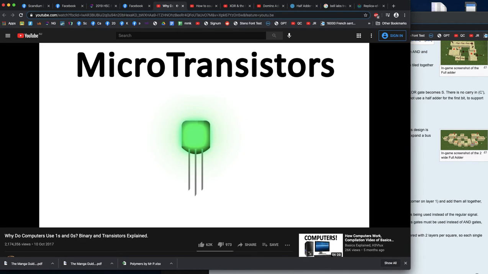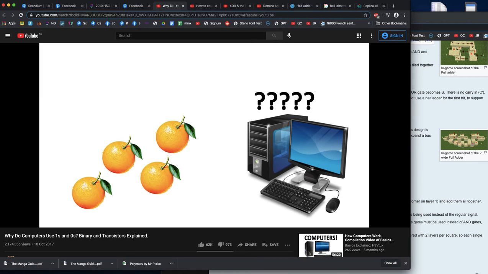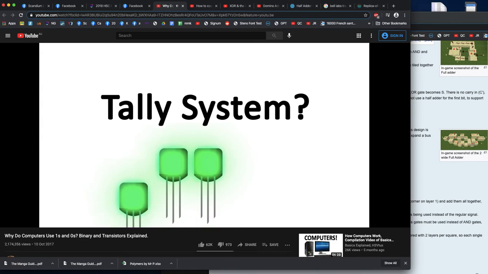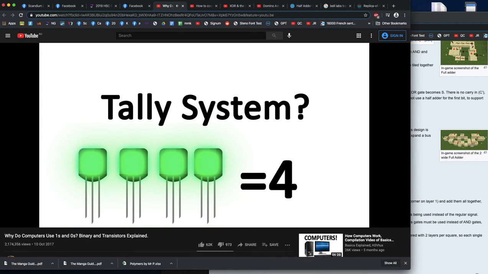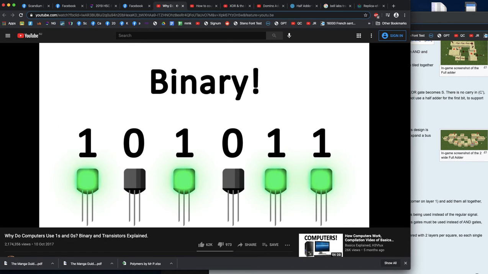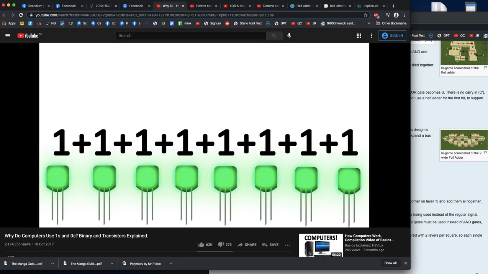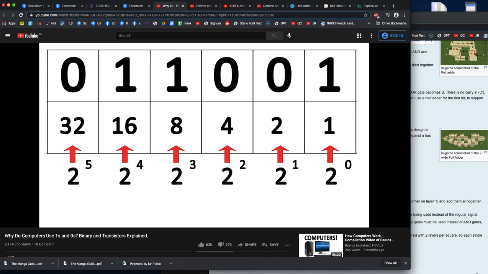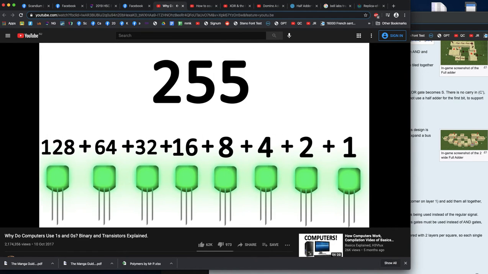The first goal is to get computers to count. And to get them to count by using these switches, we could use the tally system, meaning the number of on switches equals the number of things we have, or we could use the much more efficient system of binary, where each switch represents a digit of binary. 8 transistors using the tally system could represent a number as large as 8 by turning all of them on. With binary, we can represent a number as high as 255. An on switch means a 1, and an off switch means a 0.